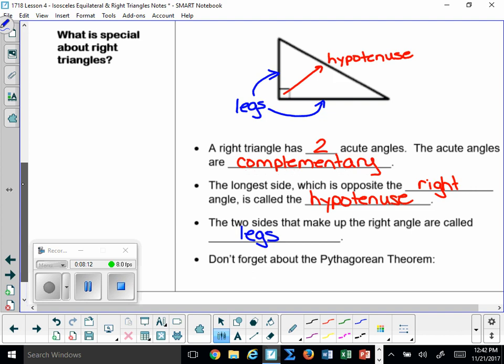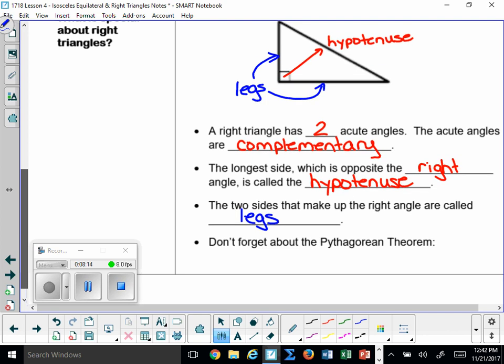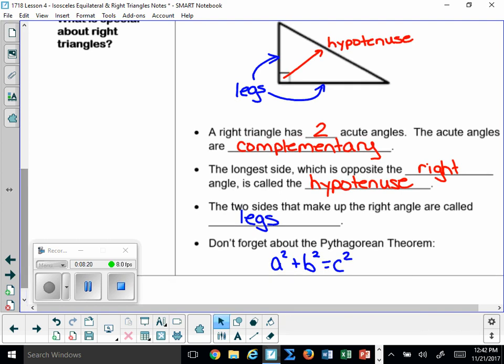And of course, let's not forget our friend Pythagorean theorem, a squared plus b squared equals c squared. So a couple more vocabulary words here: Pythagorean theorem, legs specific to a right triangle, and hypotenuse.